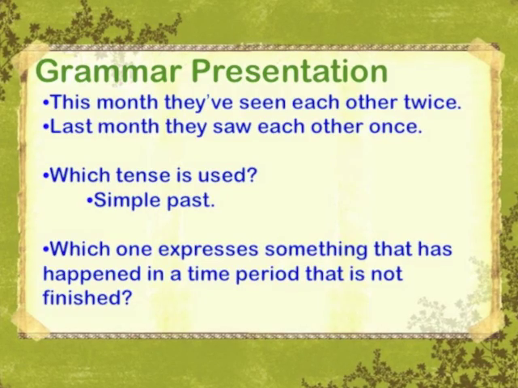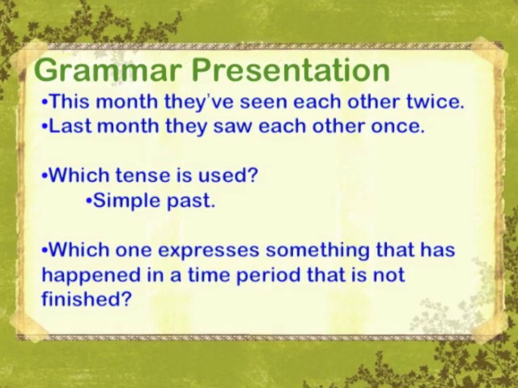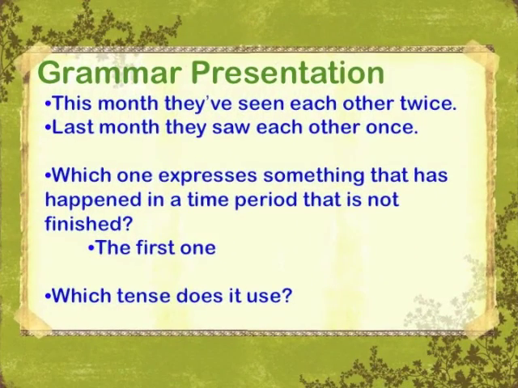Which one expresses something that has happened in a time period that is not finished? Go ahead and pause so you can figure it out. Alright, so the first one is used in a time period that is not finished. This month is not over. So which tense does it use? It uses the present perfect, right? Because it's not completely finished. So you have to use a tense that shows that the action is not finished. It's possible that they could see each other another time. So you can't say that it's finished.